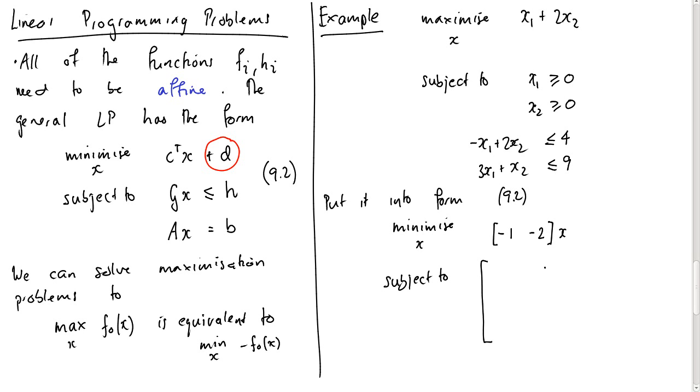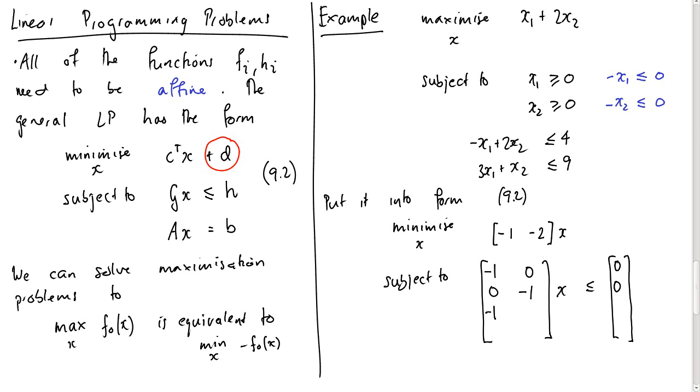So the first one, well, I've got 4 of them, so I'll set up my 4 by 2 system. The first one says x1 has to be greater than or equal to 0. If we want it to be a less than, we could also write negative x1 is less than or equal to 0. Likewise for the second one. It's very easy to turn a greater than or equal to inequality into a less than or equal to one. Once again, we just multiply the whole thing by negative 1. So we get negative x1 is less than or equal to 0. We get negative x2 is less than or equal to 0 as well. We get negative x1 plus 2x2 is less than or equal to 4. And we get 3x1 plus 1x2 is less than or equal to 9.